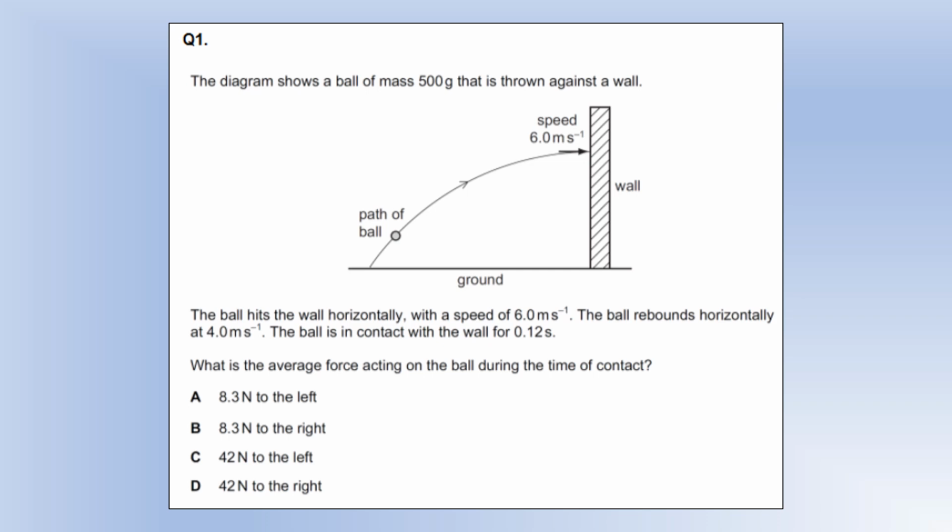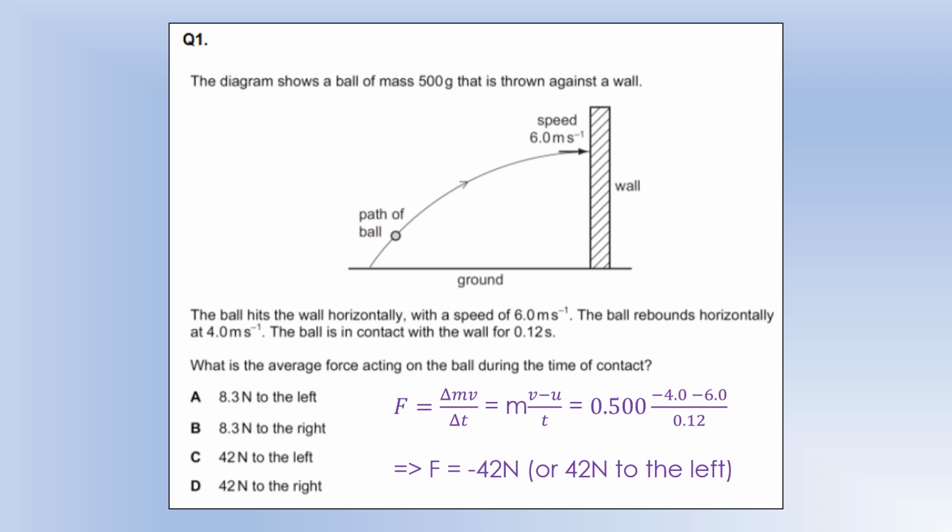All right, so let's review some past exam questions on momentum and Newton's laws. So we've got a ball of mass 500 grams thrown against the wall. The ball hits the wall horizontally with a speed of 6 meters per second and it rebounds at 4 meters per second. The total contact time is 0.12 seconds. What is the average force acting on the ball during the time of contact?